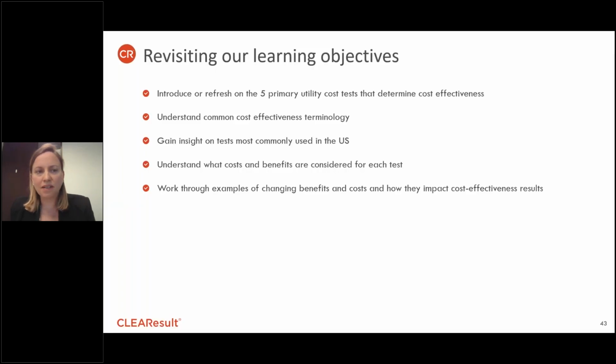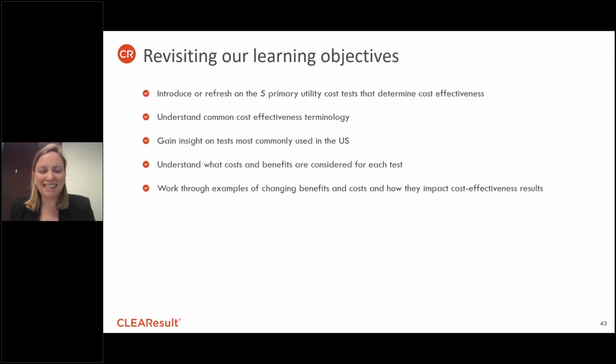Wanted to just revisit my learning objectives. Hopefully you had a good introduction or refresher on the 5 utility cost tests that we went over. Hopefully in the last 20 minutes or so of conversation, you've gained some really good insight on the terminology. You also got some insight on how those cost tests are used. Maybe you're only using one where you sit now. Is there any value for you to be thinking about how these other tests come into play, what they tell you about your program that might be of value to share?